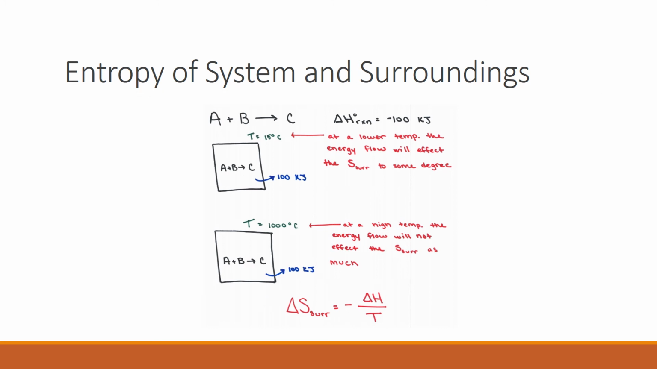Deriving from all of the information we've had previously, we get the following formula for the delta S of the surroundings, which is equal to the negative delta H divided by the temperature. Now, why is it negative? Because exothermic reactions have a negative delta H, which means if they're releasing energy and increasing the entropy, we would need to multiply that by -1 in order to get a positive value to express the increased entropy.